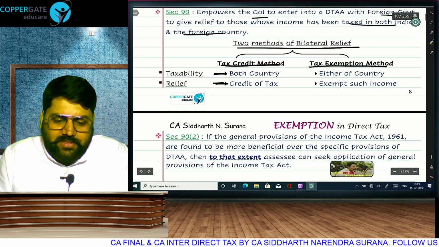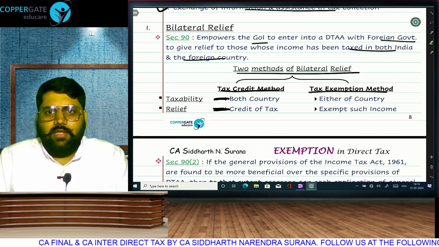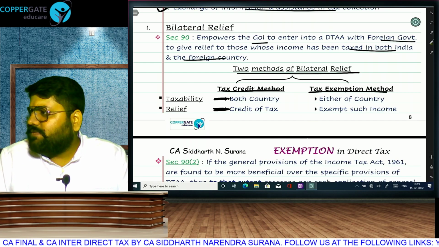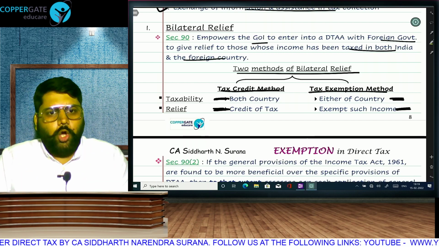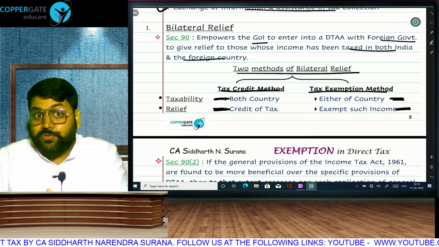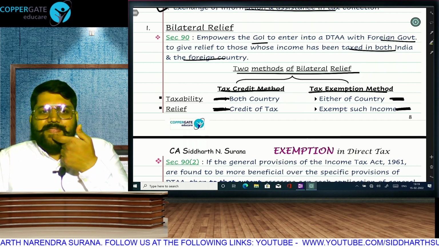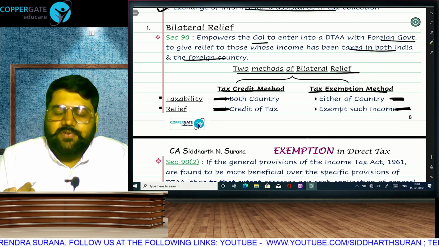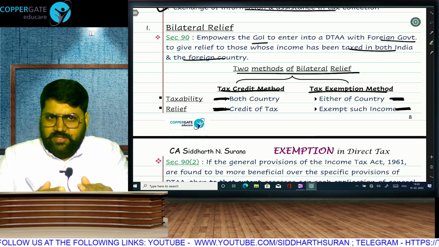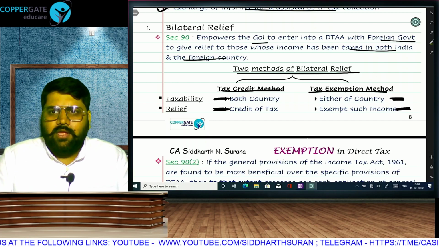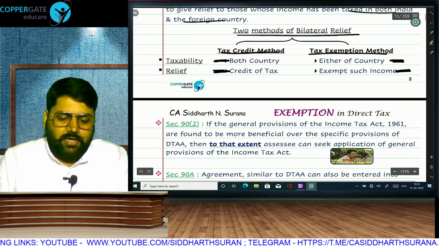What is tax credit method? Both countries will take tax. One will give you credit of tax paid in the other. And tax exemption method is very, very easy. One country will take tax, the other country will not take. So, India will leave altogether or New Zealand will leave altogether. So, if both take and one gives you credit, that's tax credit method. If one takes, one does not take, that's exemption method. Which country will give credit or exemption as the case may be, or which method will be followed, everything will be based on what is written in the agreement. Every agreement is different except the common points that we are studying.